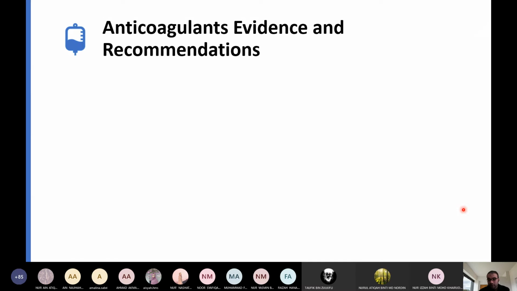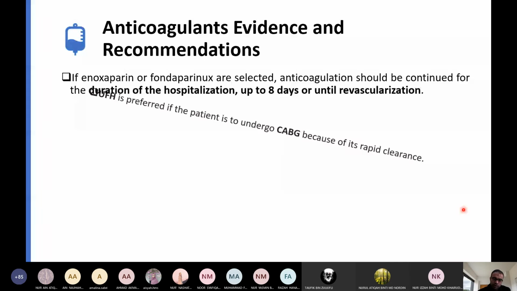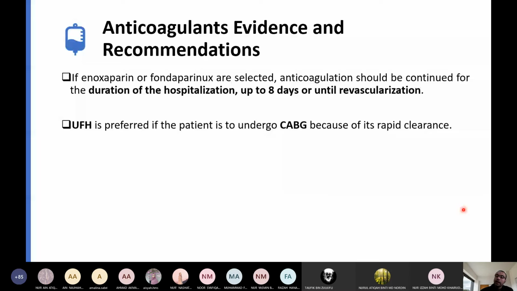Now it is the anticoagulant, the other part of the story in terms of the general management of non-STEMI and STEMI. You can see in general we have choices: enoxaparin, fondaparinux, unfractionated heparin, and bivalirudin. Usually it has to be offered during the index hospitalization, up to 8 days, until the revascularization takes place. In patients who have CABG, as we highlighted in the algorithm, unfractionated heparin will be preferred.